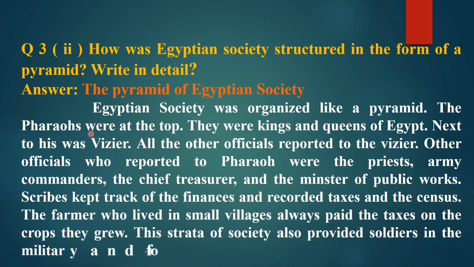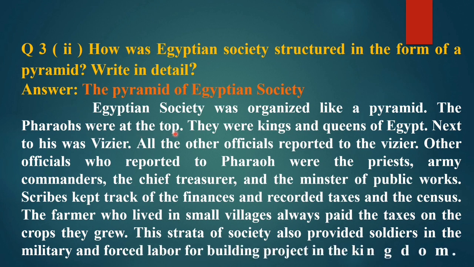The pharaohs were at the top. Highly religious people lived at the top, and they were the kings and queens of Egypt. Next to him was the wazir, and all the other officials reported to the wazir. Other officials who reported to the pharaohs were the priests, army commanders, the chief treasurer, and the minister of public works.